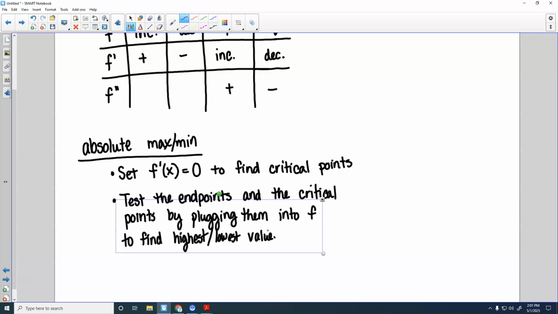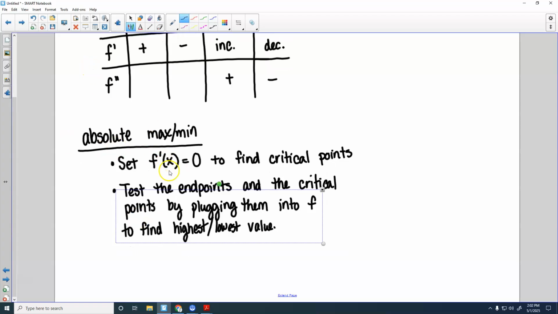Sometimes you can rule out a critical point. Like if a critical point is going to be a relative minimum and it's asking you for the absolute maximum, you can kind of throw it out. You don't have to test it, but it doesn't hurt to test it. So you are going to have to plug in numbers to the original function and find this. This could be presented in a lot of different ways. So that is for absolute maximum or minimum.